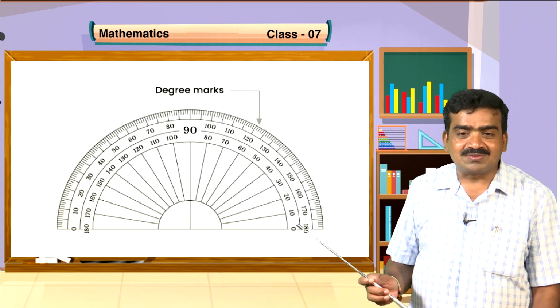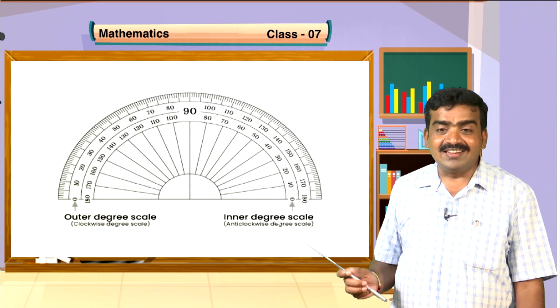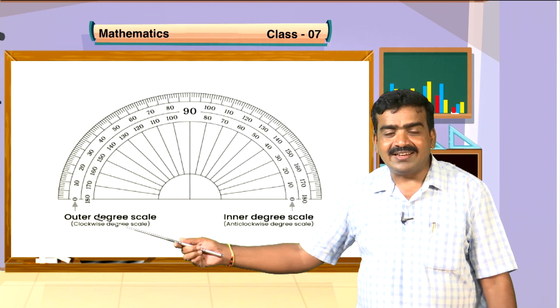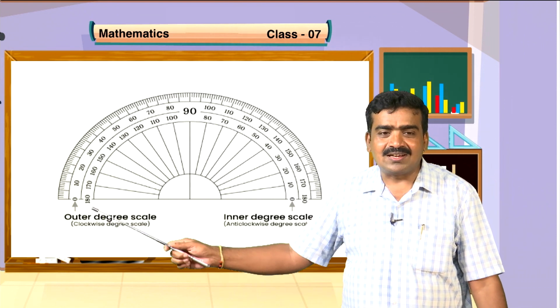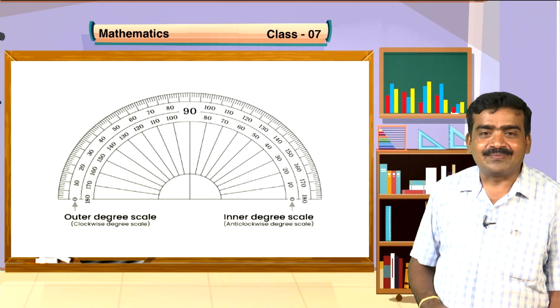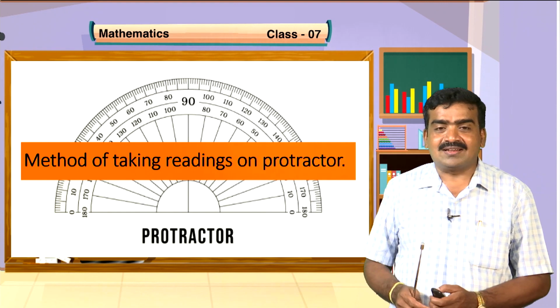There are two types of marking on the protractor. One is the inner degree scale. The inner degree scale consists of 0 at the right and 180 degree at the left. Similarly, the outer degree scale consists of 0 degree at the left and 180 degree at the right. Let us learn the method of taking readings on the protractor.